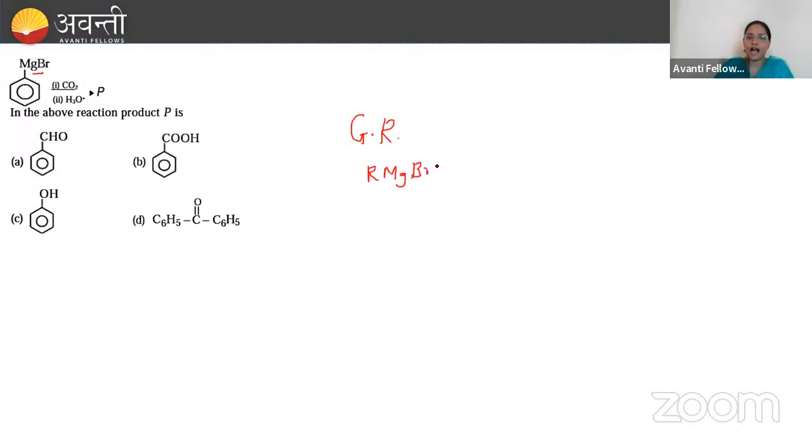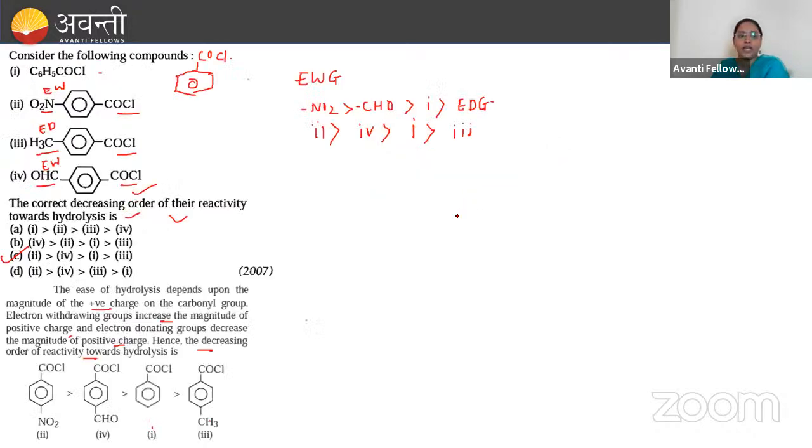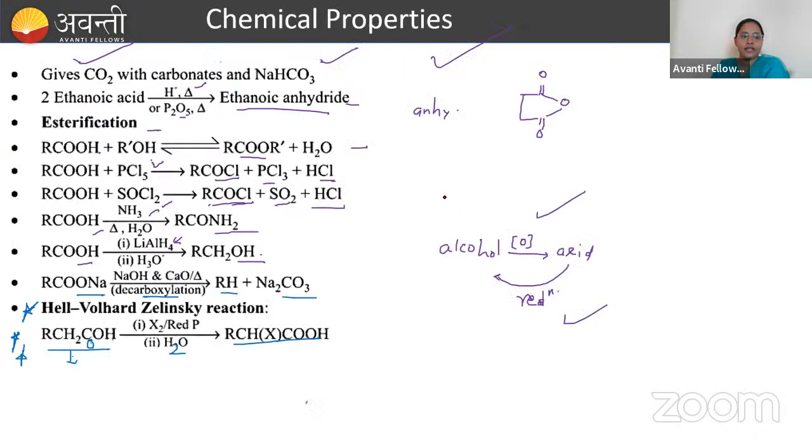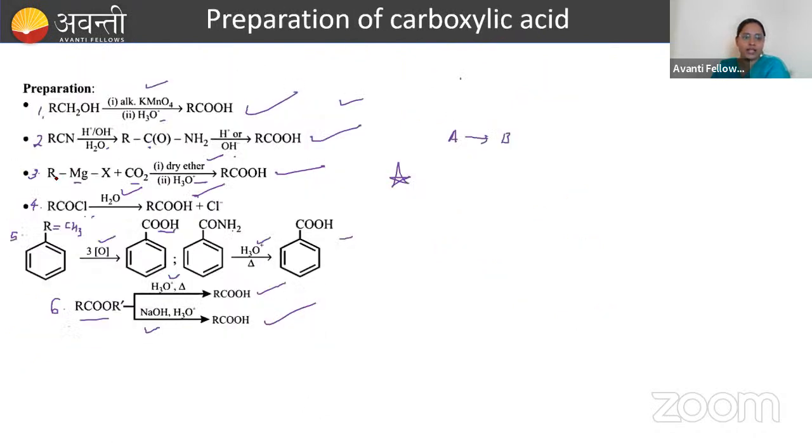RMgBr. So what is R here? R is our benzyl ring. Okay. And then CO2 is present, right? RMgBr reacts with CO2 and hydrolysis takes place. So we have seen this reaction. Where have we seen this reaction? In the preparation, right? When RMgX reacts with CO2 in the presence of dry ether and hydrolysis, there is a formation of its respective acid, that is RCOOH, right?